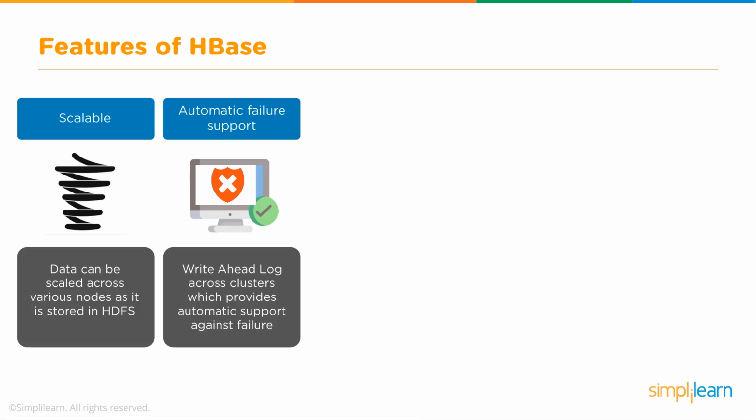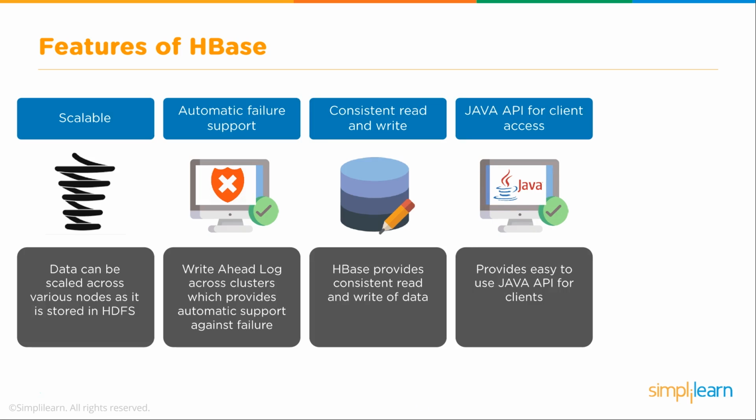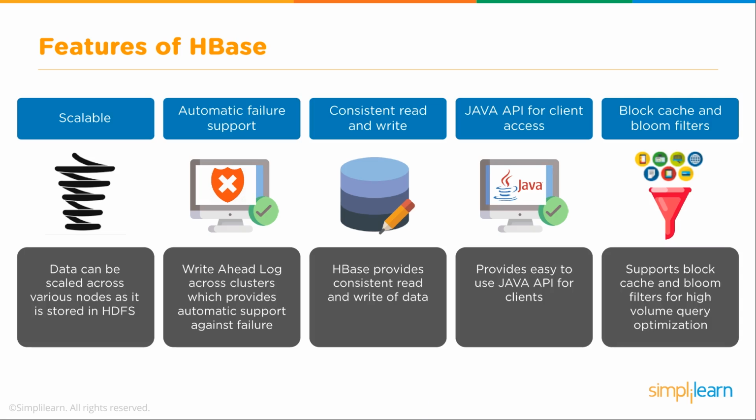It has automatic failure support. A write-ahead log across clusters provides automatic support against failure. Consistent read and write: HBase provides consistent read and write of the data. It has a Java API for client access, providing an easy-to-use Java API for clients. Block cache and Bloom filters: HBase supports block caching and Bloom filters for high volume query optimization.